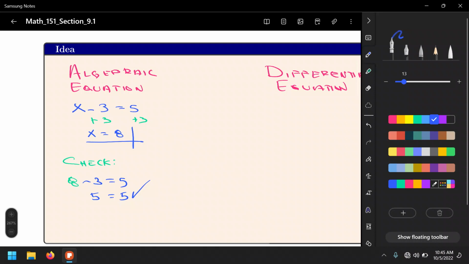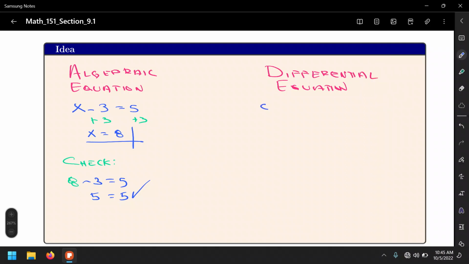What about differential equations? Again, let's do something simple. So dy/dx, which is the derivative of some function, minus 2x equals 5. In this case, the question is what function whose first derivative minus 2x equals 5. So we're going to jump ahead and solve for dy/dx, and that's going to be 2x plus 5.